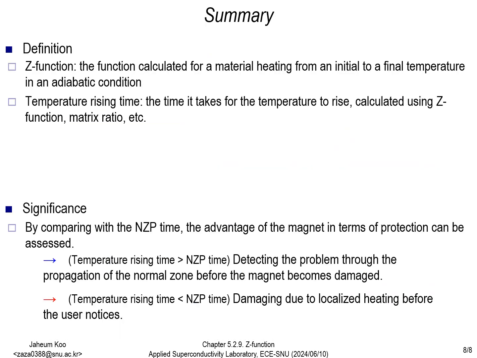Today, we explained how to use the power density equation to determine the Z function in an adiabatic situation. We also explored how the Z function can be used to calculate the temperature rising time from the initial to the final temperature. Additionally, we provided a simple example comparing the temperature rising time with the normal zone propagation, NZP, time to highlight the differences in terms of protection. This comparison helped us understand how these calculations can provide engineers with valuable information regarding the protection of the magnet.